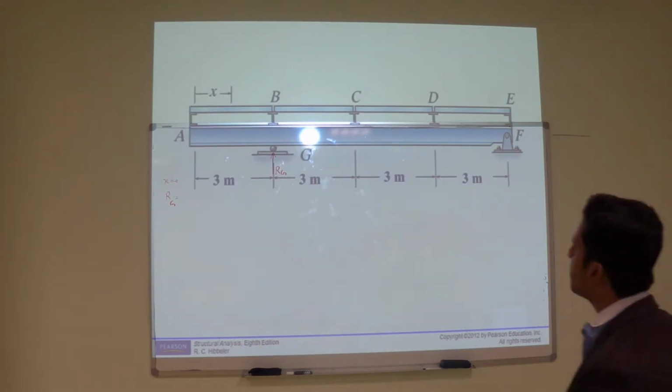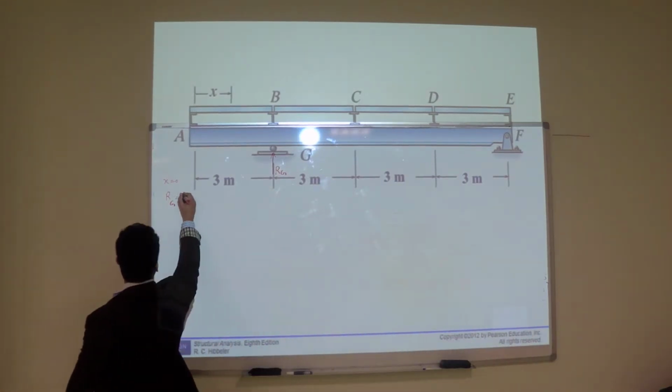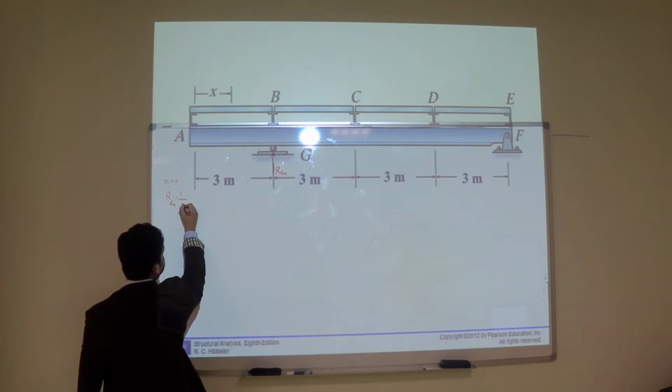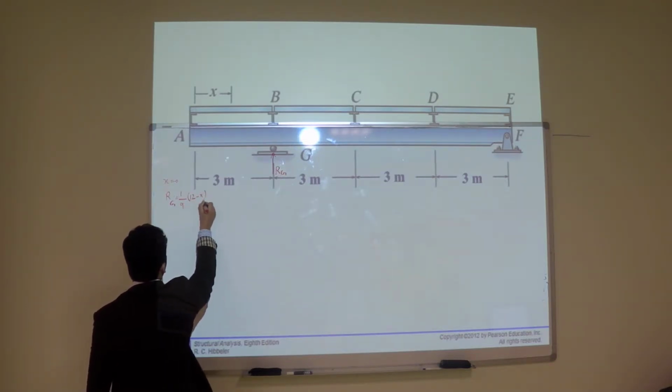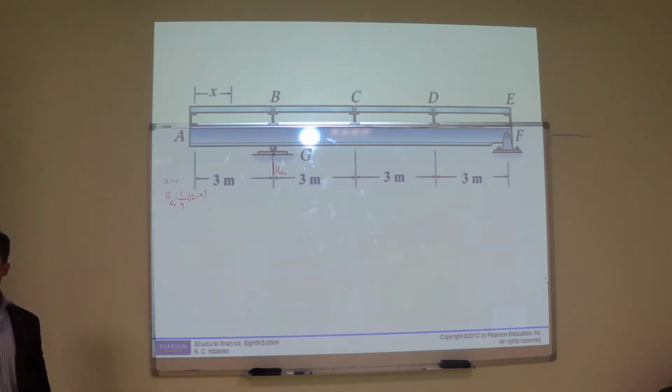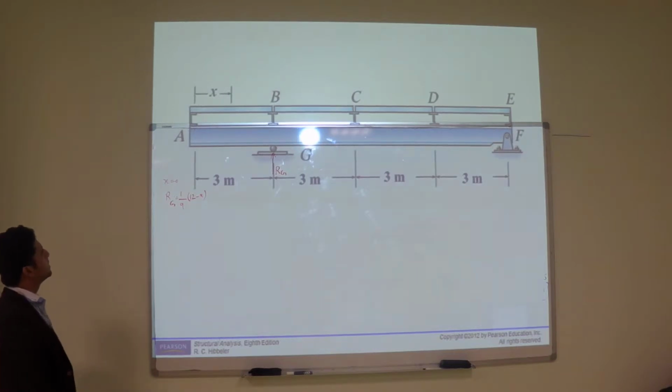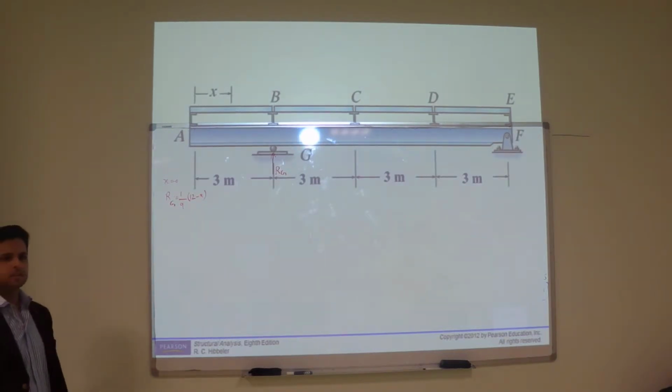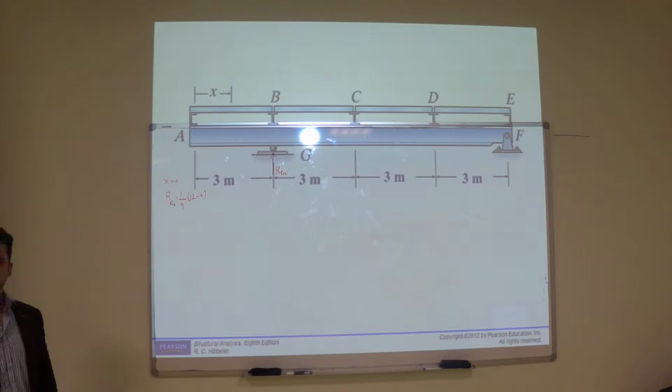The last example we had 1 over 3. So in this case it will be 1 over 9 into 12 minus 6 minus x. So if x is 0, how much will be RG? 4 over 3, 12 over 9, 4 over 3, 1.33. Yeah, that was the same.